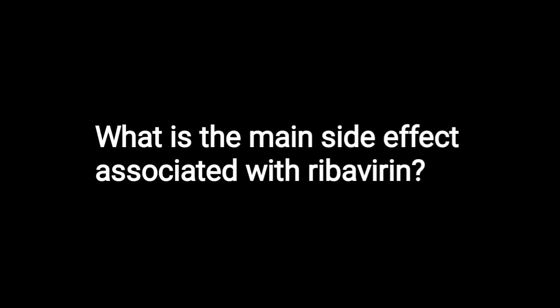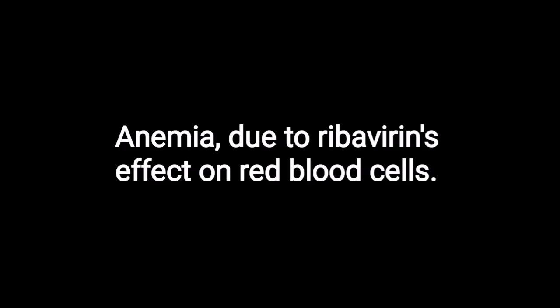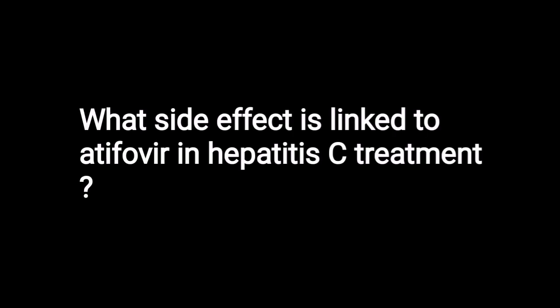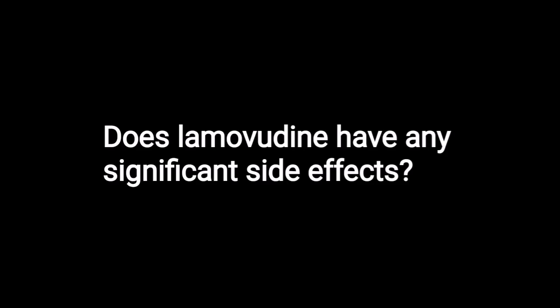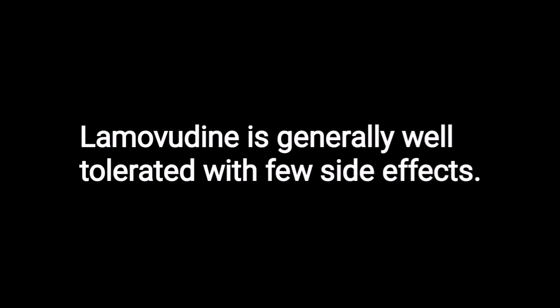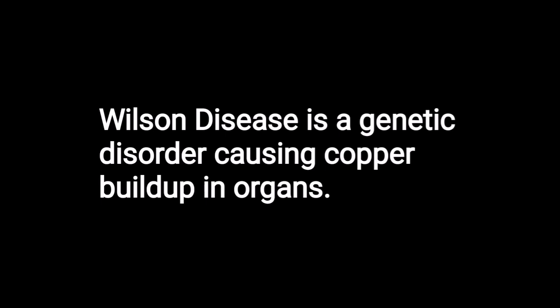460. What is the main side effect associated with ribavirin? Anemia, due to ribavirin's effect on red blood cells. 461. What side effect is linked to adefovir in hepatitis C treatment? Adefovir can cause renal dysfunction. 462. Does lamivudine have any significant side effects? Lamivudine is generally well tolerated with few side effects. 463. What is Wilson disease? Wilson disease is a genetic disorder causing copper buildup in organs.